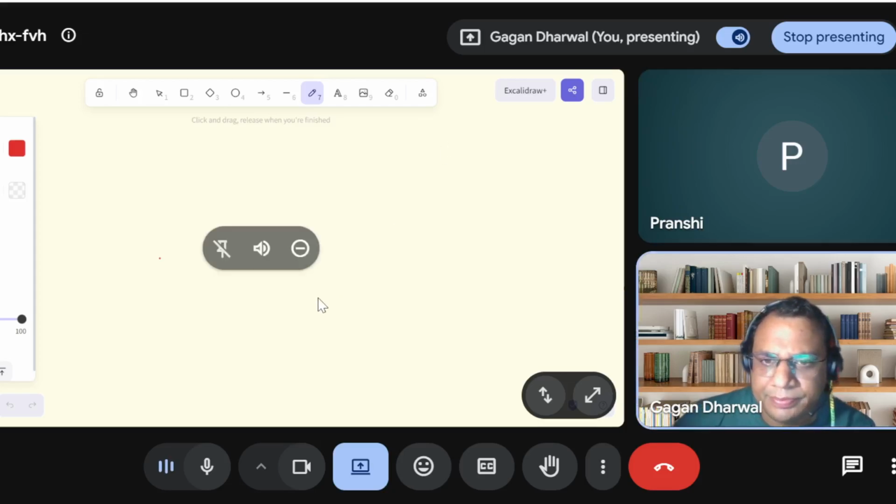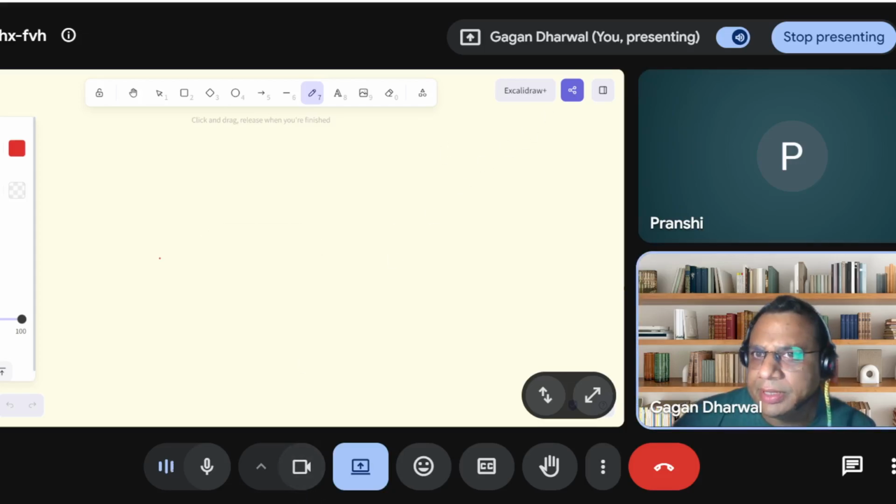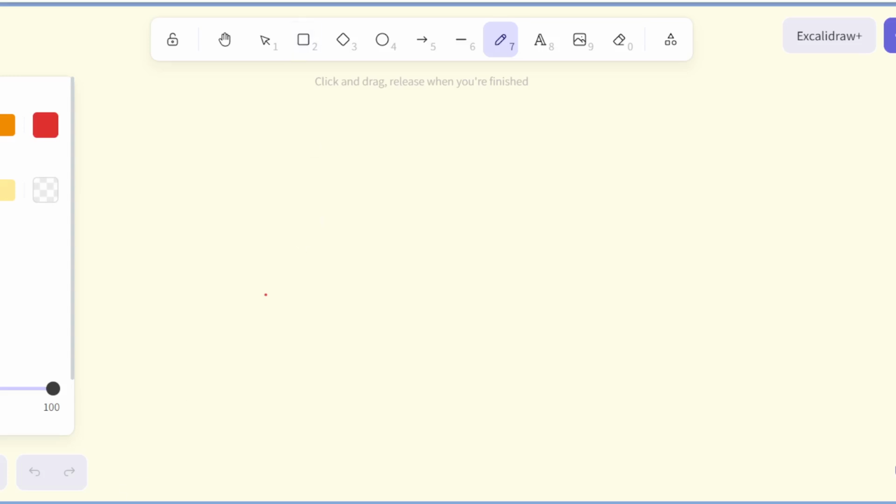Yes, so what we were doing last time was the complementary and the supplementary angles, right? And we also covered the adjacent angles and vertically opposite angles, right? And what else we did was the questions on it, isn't it?